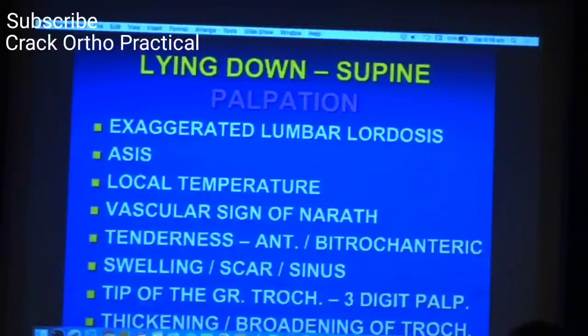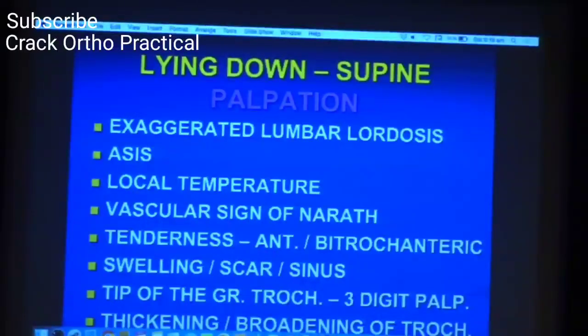Comment on these swellings, scars and sinuses. If there is a scar or a sinus, try to elicit mobility. Try to see whether on squeezing there is a discharge. And if there is fixity to the underlying structures, then you can be very sure that you are dealing with an infective pathology of the hip.